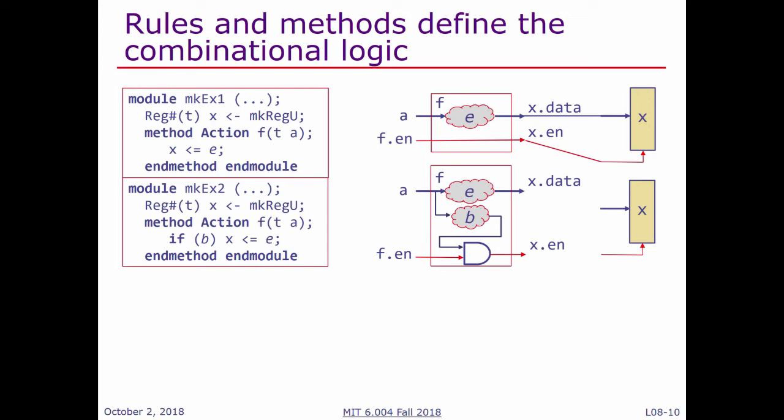And therefore, you see that picture. You see here that I compute B, and now whatever the output of B is, which has to be 1 bit, I'm ANDing it with the enable signal for the F method. And I take these two things, and that becomes the enable signal for X. Conditional assignment.